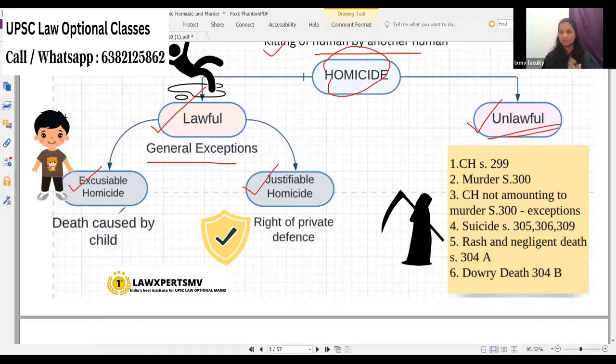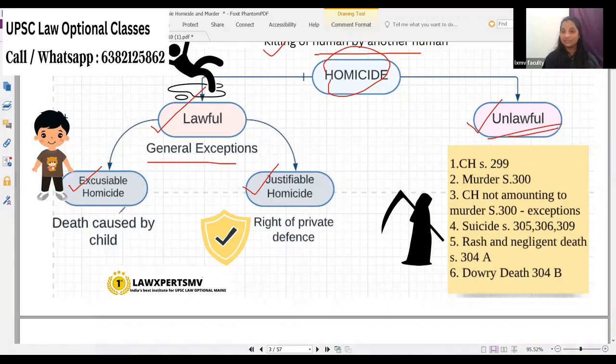What is excusable homicide? Because of the nature of the person who is committing that homicide, that person is excused. For example, a child committing a murder. Because of infancy, because of the child's immaturity, he is excused. An insane person, for that matter, an intoxicated person, an involuntarily intoxicated person. All these persons, by the nature of their character and immaturity, are excused.